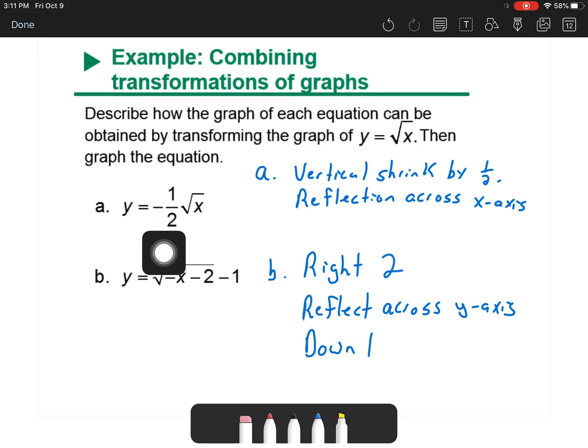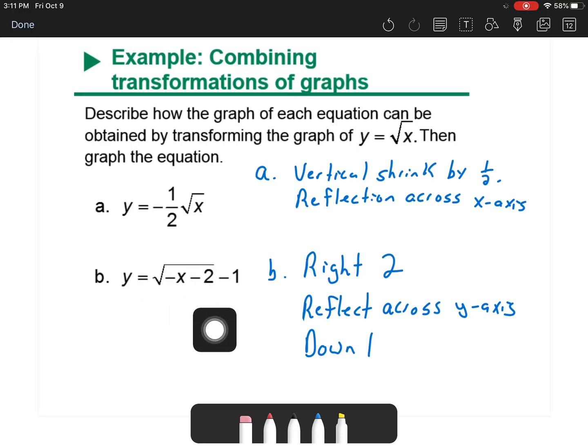Well, because it's a number that's less than 1, we know that's going to be a vertical shrink, so each y coordinate gets multiplied by half, but also by the negative, so by -half. That negative tells us that's a reflection across the x-axis. So there's our vertical shrink, and then reflection over the x-axis.